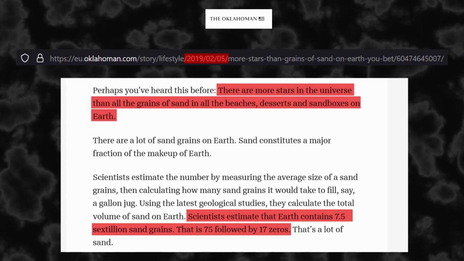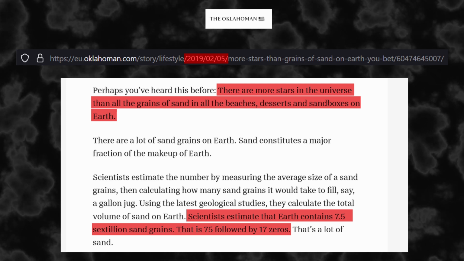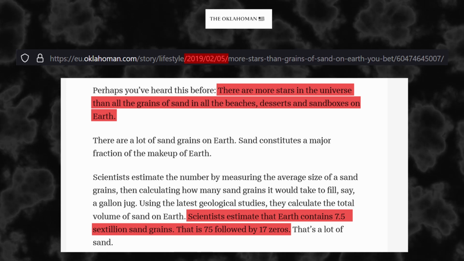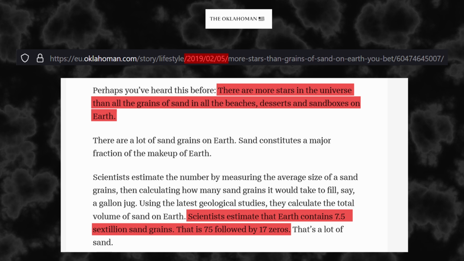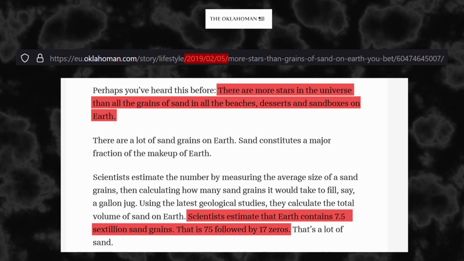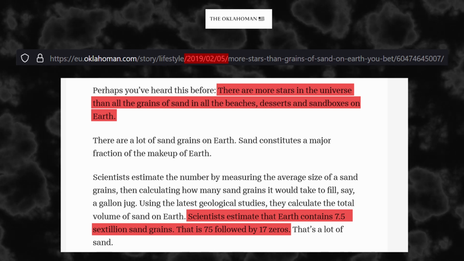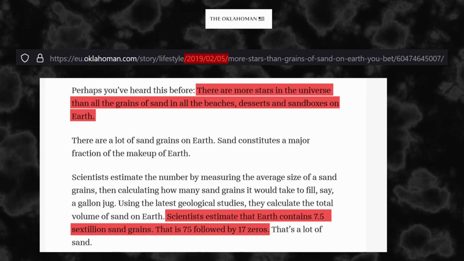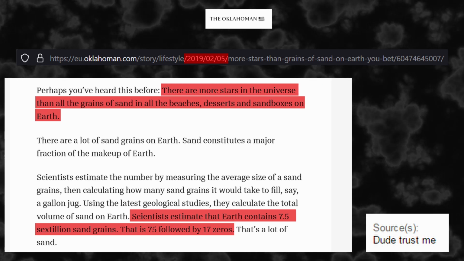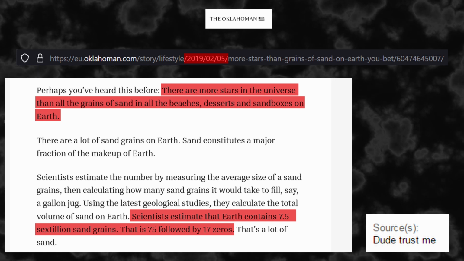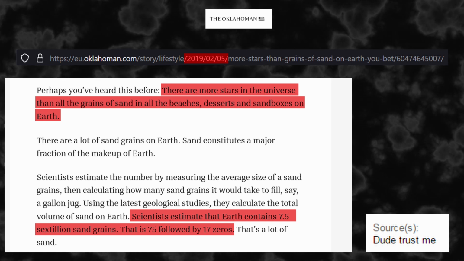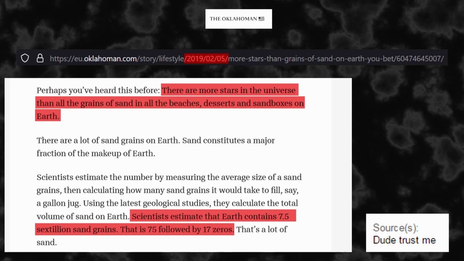There are more stars in the universe than all the grains of sand in all the beaches, deserts, and sandboxes on Earth. Man, what a knee slapper. Anyways, the Oklahoman also doesn't provide any sources. Just claiming some unnamed scientists have figured it out and leaves it as that. Great.